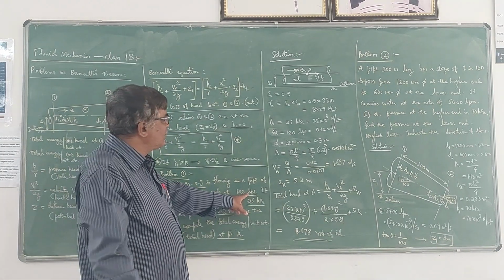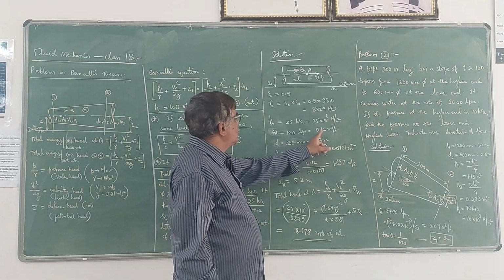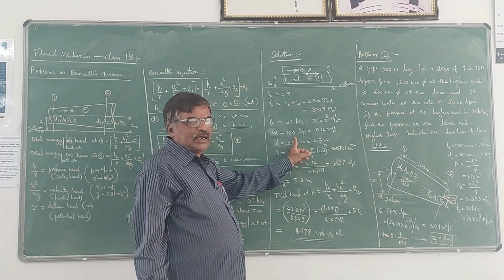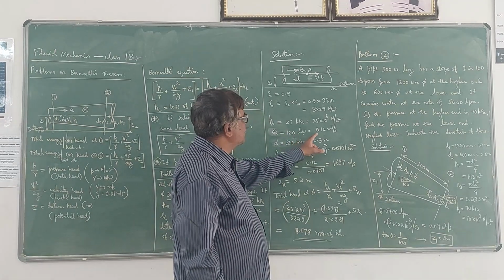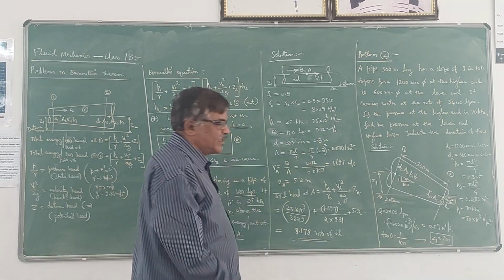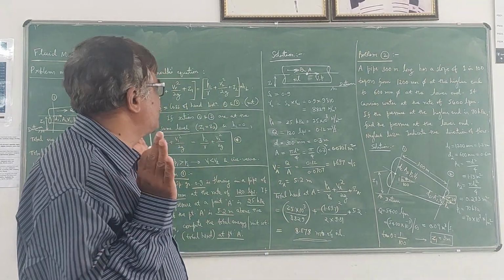We should be very careful. The liters per second should be converted to meter cube per second. You know that 1 meter cube is 1000 liters. Therefore, 120 liters is 120 divided by 1000, that is 0.12 meter cube per second. It is very, very important to convert the units into SI units.